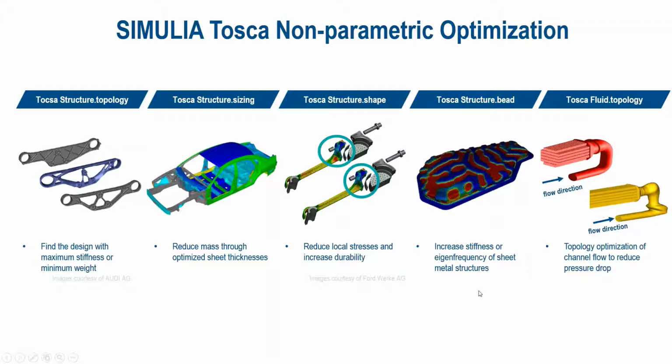Tosca bead is typically used for modifying the eigenfrequencies by adding beads, so that we shift the eigenfrequencies out of the critical excitation frequencies. Tosca fluid is something where you can attach Tosca to a CFD solver and come up with a topology optimization with respect to flow properties.